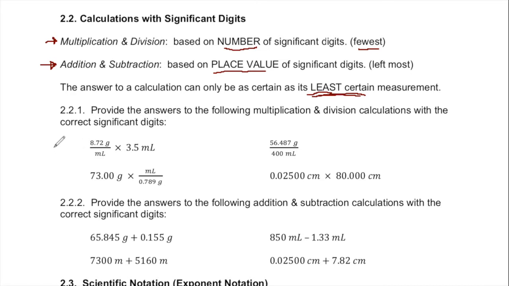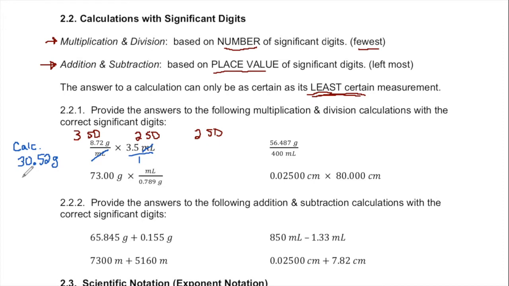Let's try a few of these multiplication and division. So here we have a measurement, a density value that is known to 3 significant digits, and a volume that is known to 2 significant digits. And when we multiply this, that means that our answer is going to have 2 significant digits, the smallest number of significant digits that we can. When I calculate this, the milliliters cancel because we have 1 in the numerator and 1 in the denominator, and the answer will be in grams.